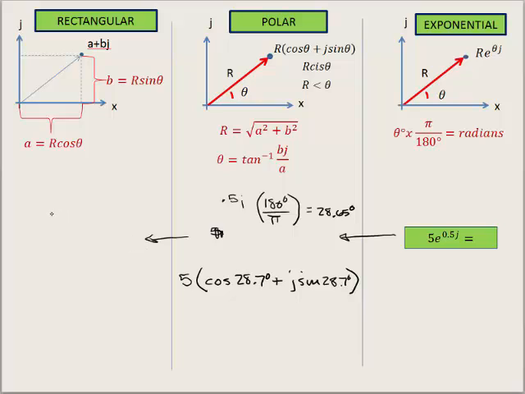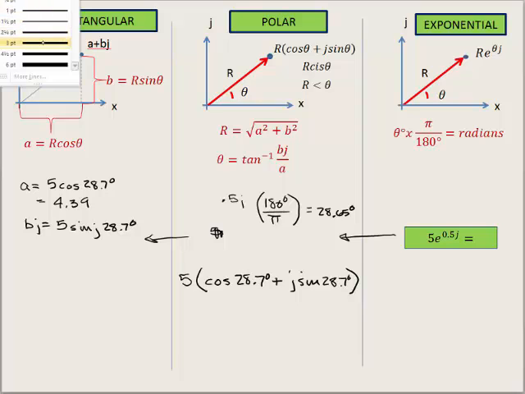We want to take that over into rectangular format. How do we find A? A equals 5 cosine 28.7 degrees, which should give us 4.39, and BJ is equal to 5 sine of 28.7 degrees. So we rewrite that.